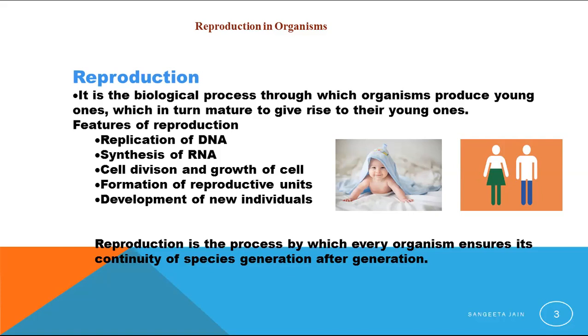These are the basic features of reproduction: replication of DNA, meaning formation of a carbon copy of DNA; synthesis of RNA; more production of RNA; cell division and growth of cell, which increases the number of cells; formation of reproductive units like male or female gametes, ovum and sperm; and formation of new individuals from reproductive units.